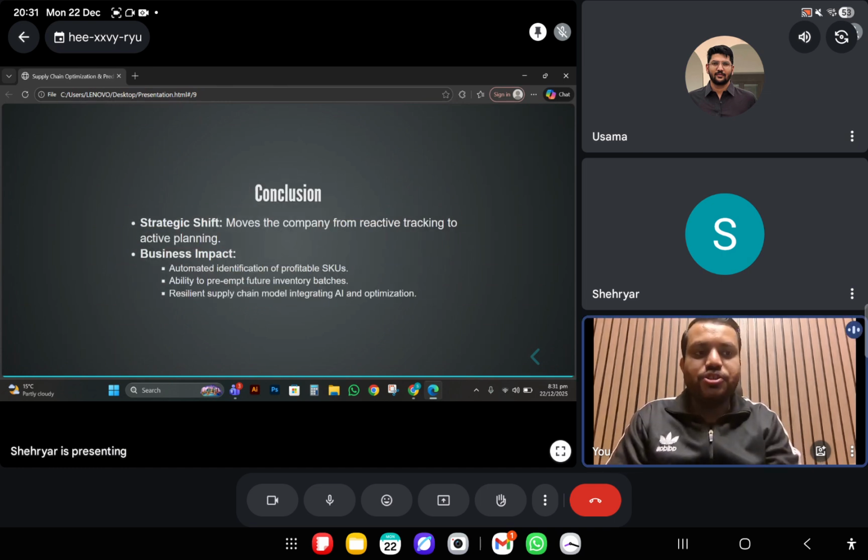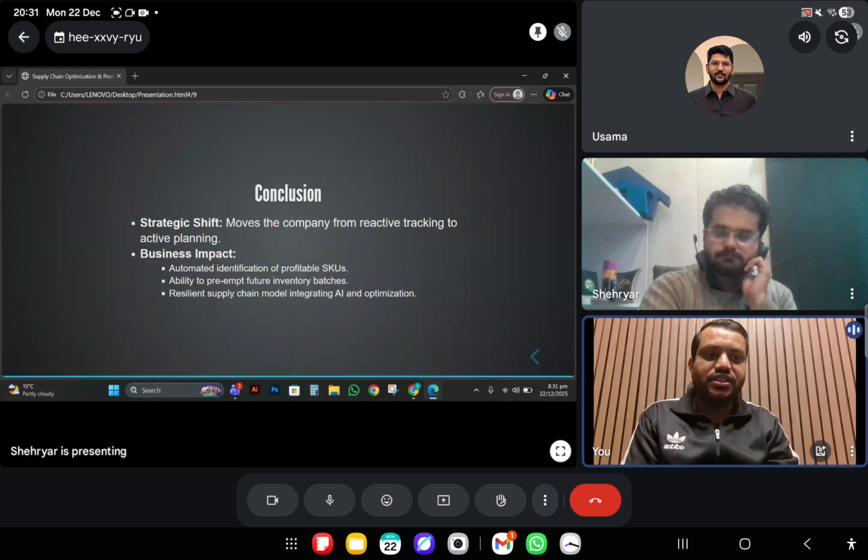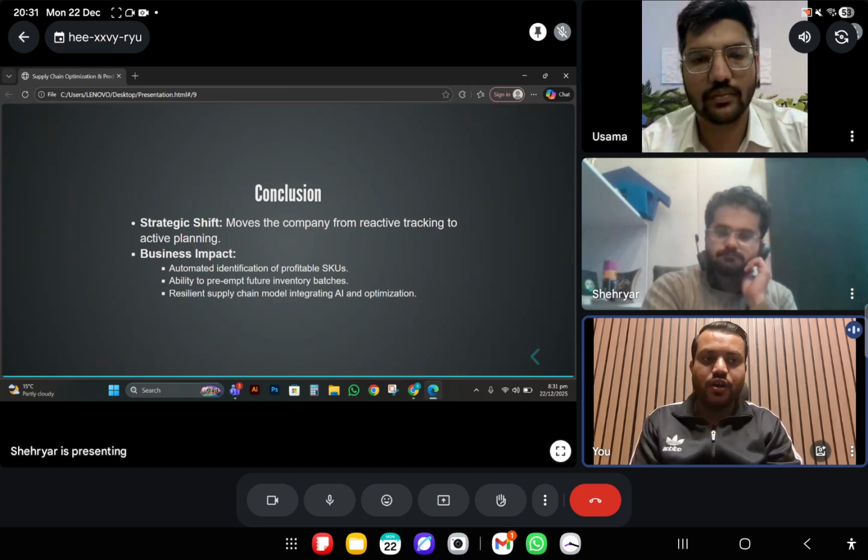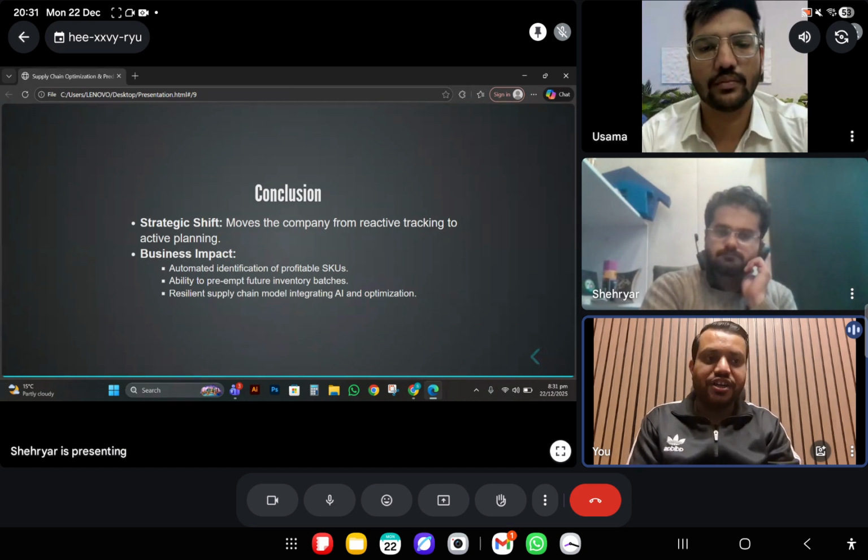In conclusion, this project provides a strategic shift for ETS devices. We have moved the company from reactive manual tracking to proactive planning. By implementing this system, ETS can now automatically identify profitable SKUs and preemptively organize inventory batches. This results in a truly resilient supply chain model that integrates the power of AI with mathematical optimization.